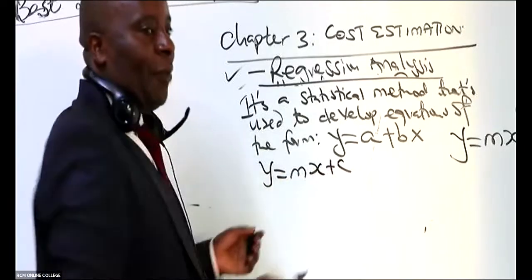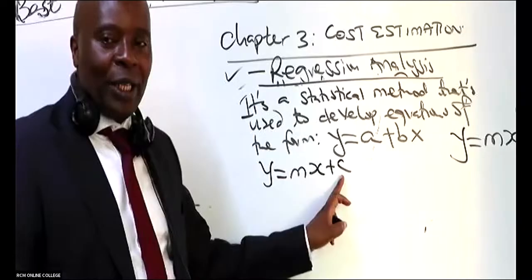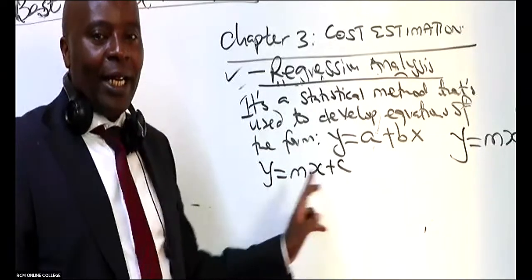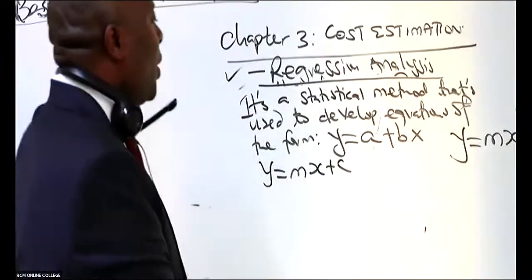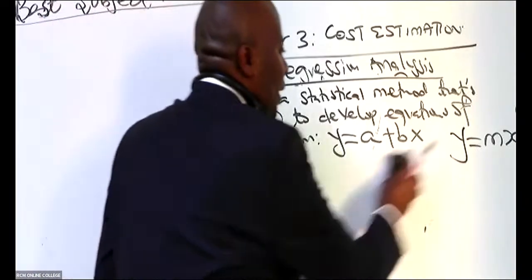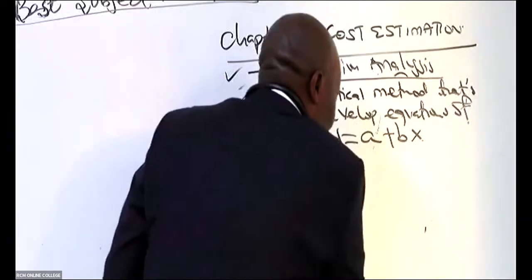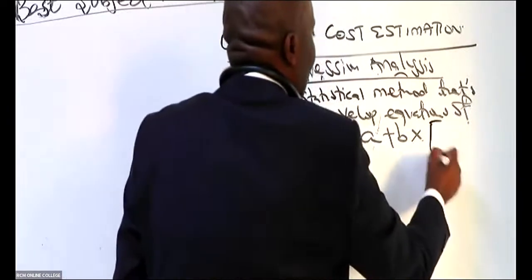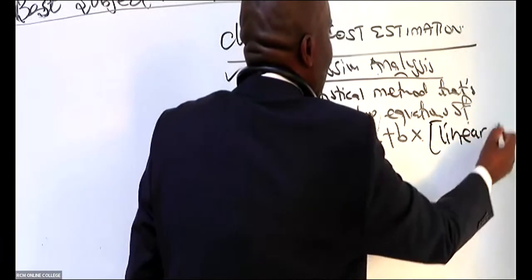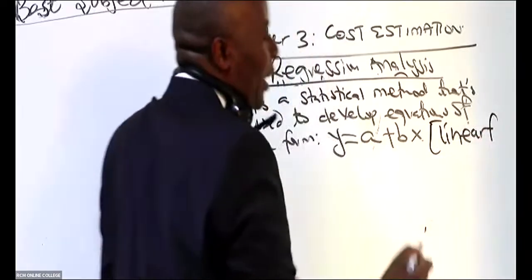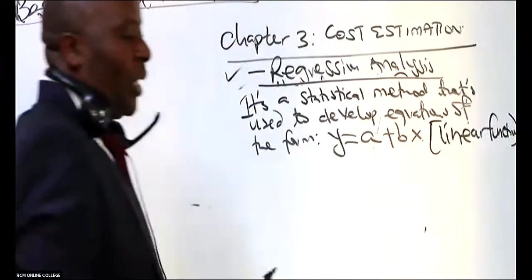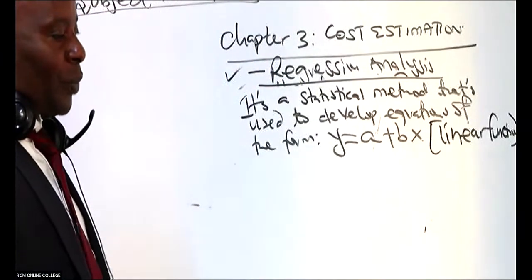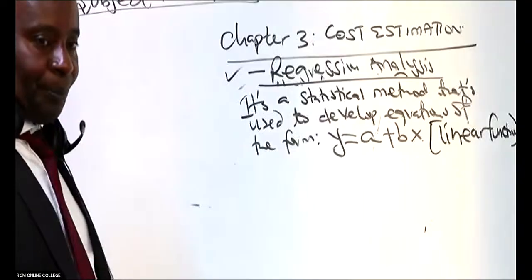If you remember very well, this c used to be the y-intercept, and m used to be the gradient. You don't have to remember this. But most importantly, at college level, this is how we shall be writing our linear function. We call it a linear function.